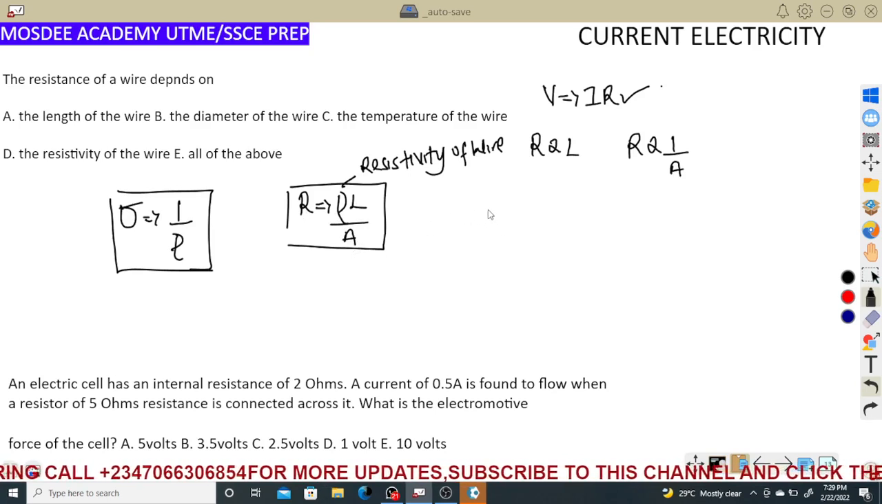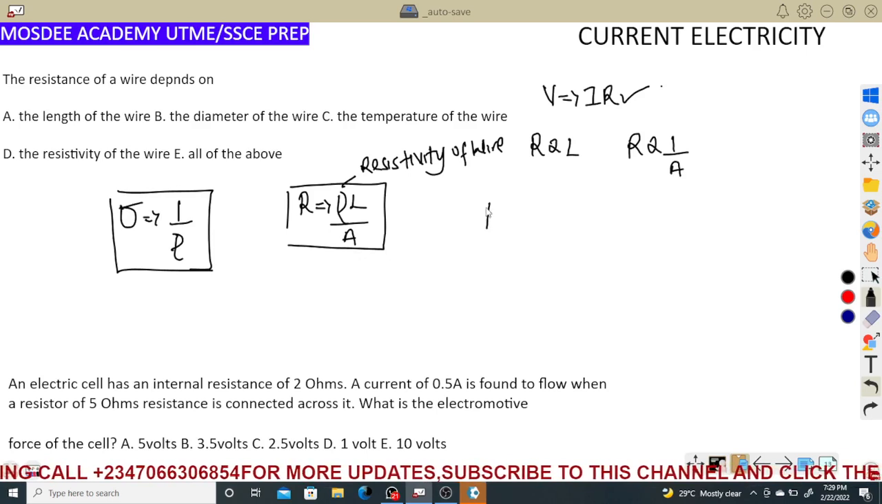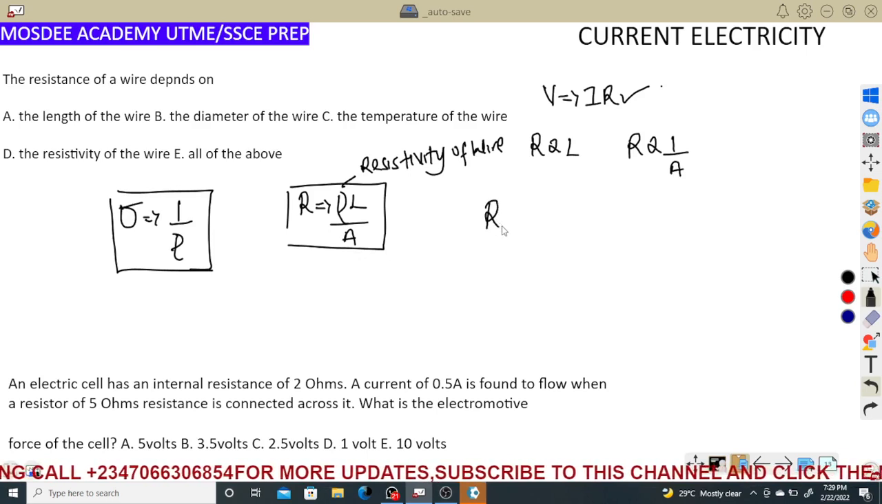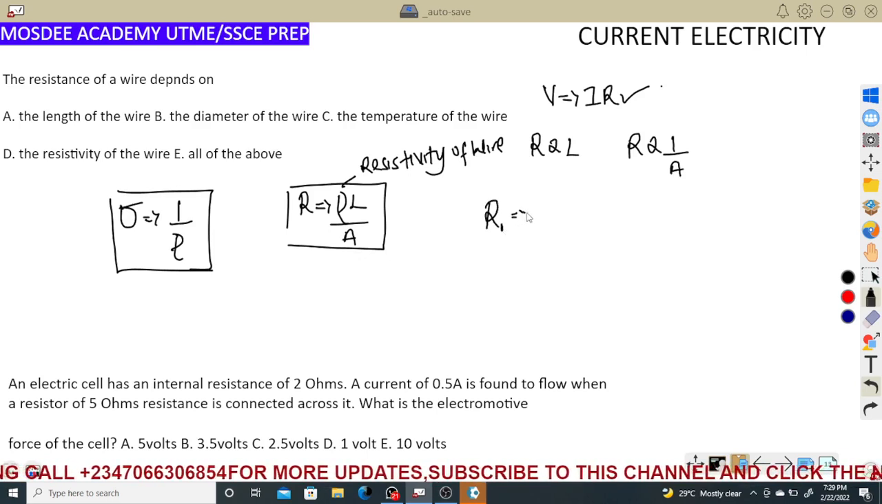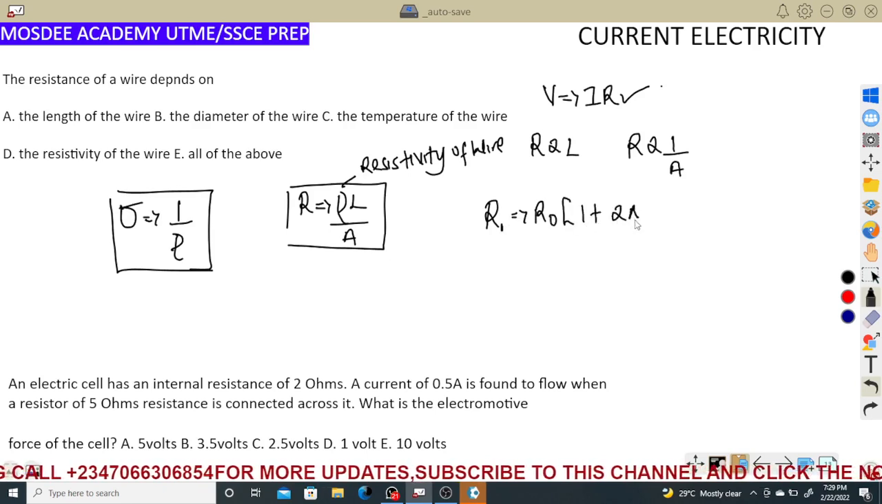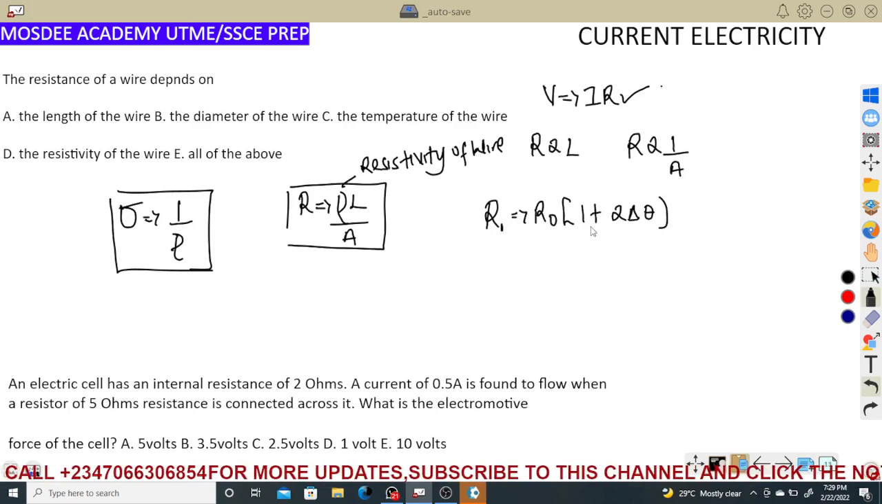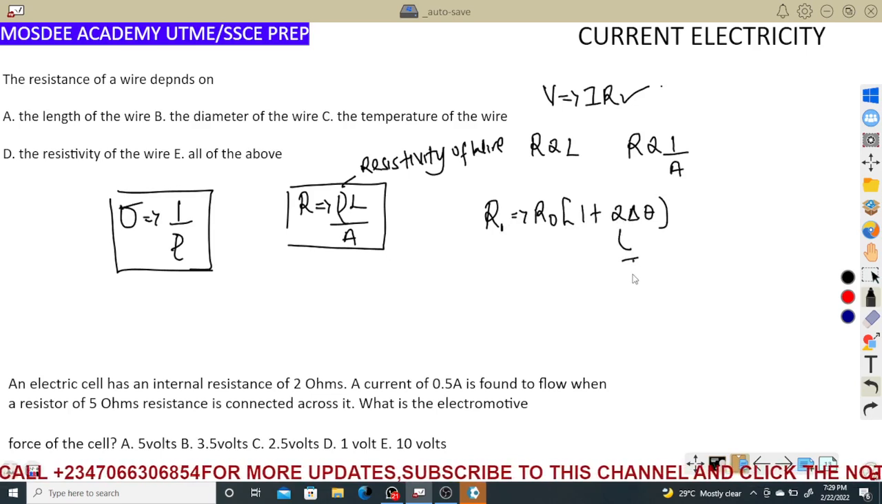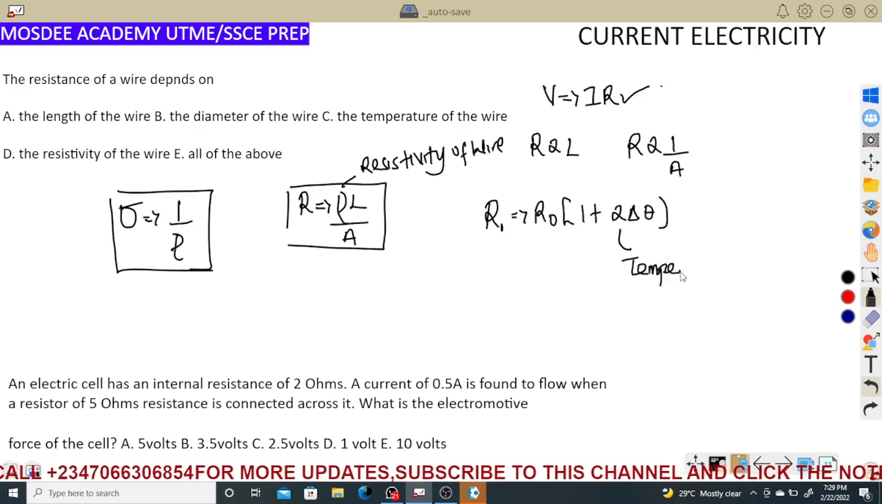Now, temperature also affects the resistivity and the resistance of a wire. We say the new resistance of a wire, I've proven this before, is always the old resistance times open bracket, 1 plus alpha times the change in temperature. So this alpha is what is called the temperature coefficient of resistance.